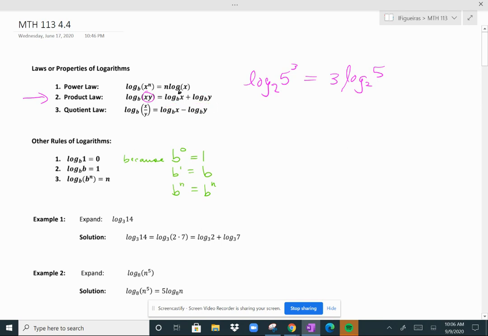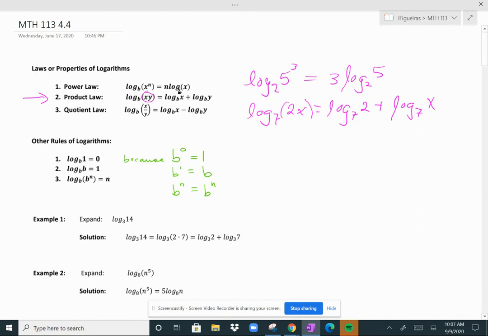So again, it doesn't have to be variables. It could be numbers. It could be variables and numbers. So if I had log base 7 of, let's say, 2x, that would be log base 7 of 2 plus log base 7 of x.